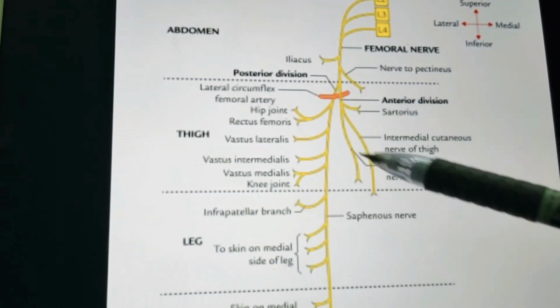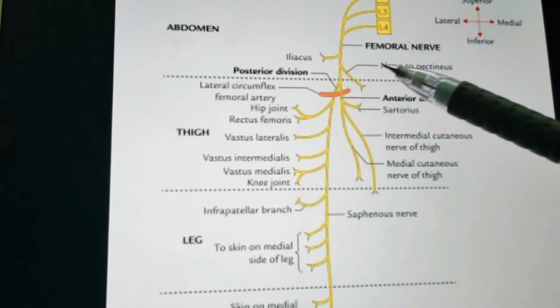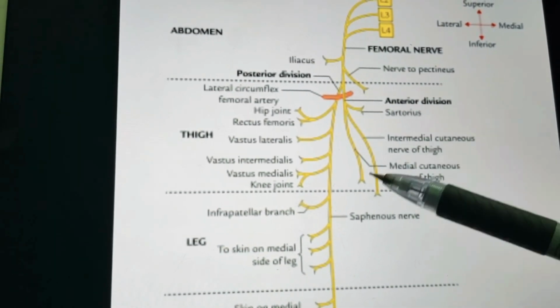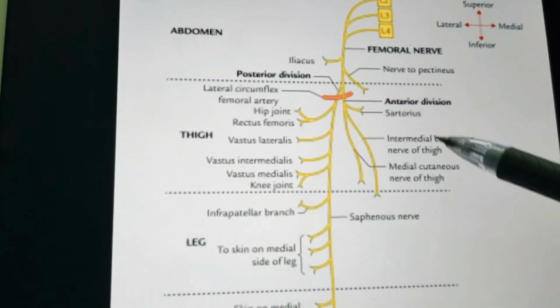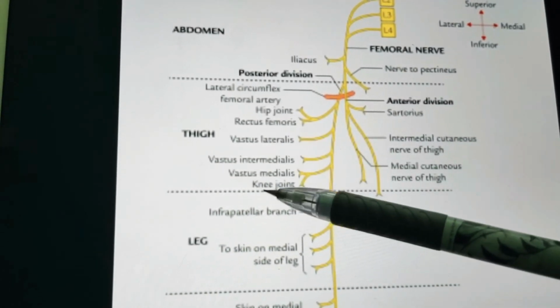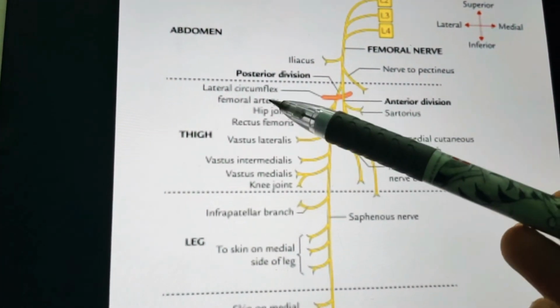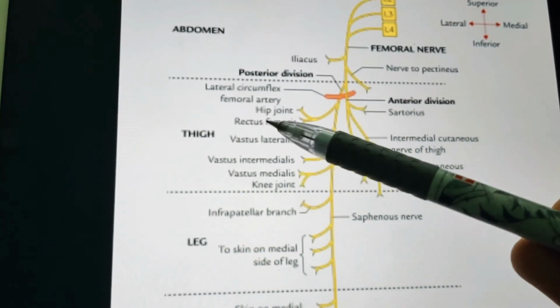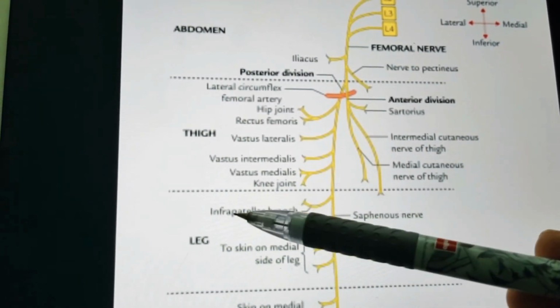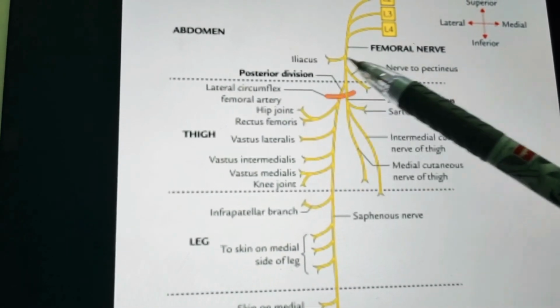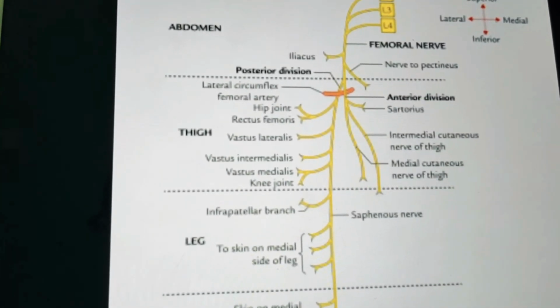Below that you have the anterior division and posterior division, right? In the anterior division there is only one muscle, that is sartorius, and all the others are the intermediate and medial cutaneous nerves, right? Whereas in the posterior division most of them are muscles like the quadriceps muscles, and you have only the vascular branch to the femoral artery, and you have the hip joint branch and knee joint branch. That's it. So this is about the thigh, how the femoral nerve is divided.